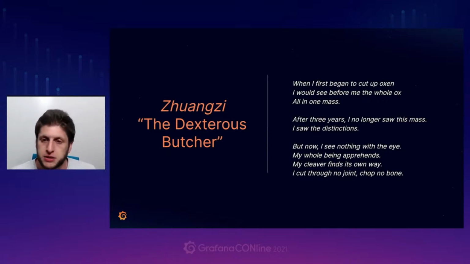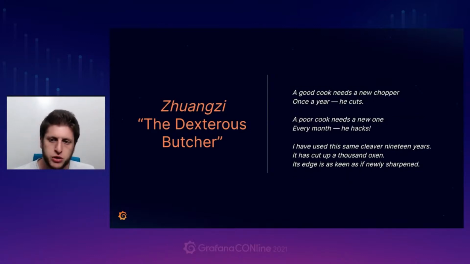When I first began to cut up oxen, I would see before me the whole ox, all in one mass. After 3 years, I no longer saw this mass. I saw the distinctions. But now I see nothing with the eye. My whole being apprehends. My cleaver finds its own way. I cut through no joint, chop no bone. A good cook needs a new chopper once a year. He cuts. A poor cook needs a new one every month. He hacks. I've used this same cleaver 19 years. It has cut up 1,000 oxen. Its edge is as keen as if newly sharpened.